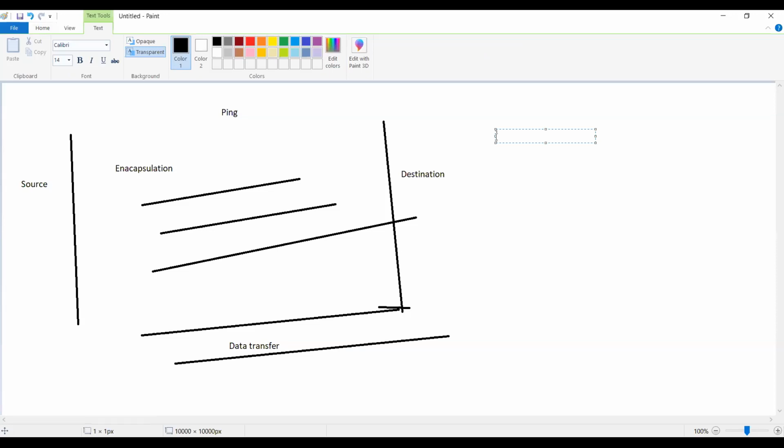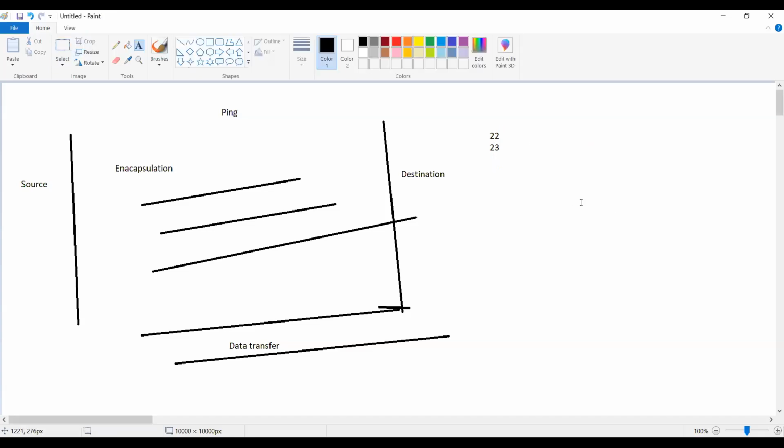What is visible to us is only in terms of port number, let's say 22 or 23. And not even that. You're just going to PuTTY, specifying some IP address along with the port number. Then you'll get the access, right? That is the only thing which is visible to us.